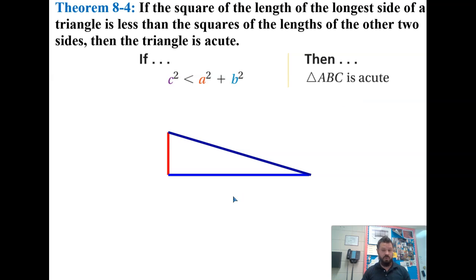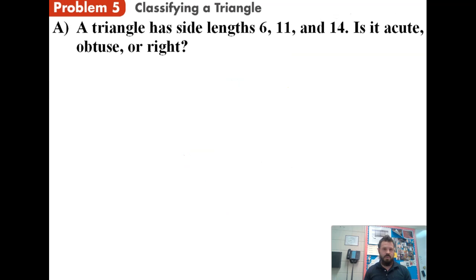Okay, because again, for example, let's say I have a right triangle. We know that c squared is equal to a squared plus b squared. If I make that c shorter, that right angle is going to have to get smaller. Now we have an acute triangle, because that right angle has got to be smaller. All right, so to sum that up, if c squared is less than, our angle is less than a right angle, an acute angle. But if c squared is greater than, our angle will be greater than a right angle, so an obtuse angle.